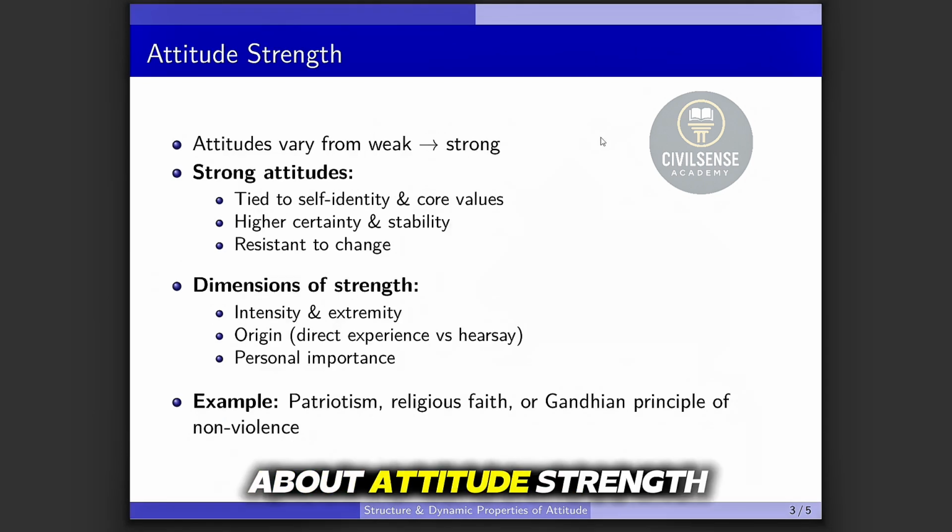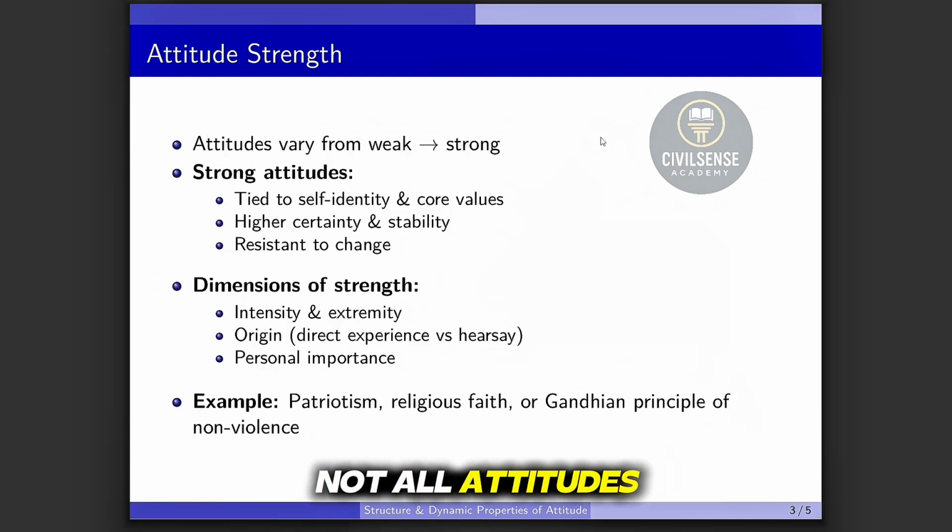First, let's talk about attitude strength. Not all attitudes are the same. Some are weak, some are very strong. Strong attitudes are usually connected to our values or identity. That is something that really matters to us.